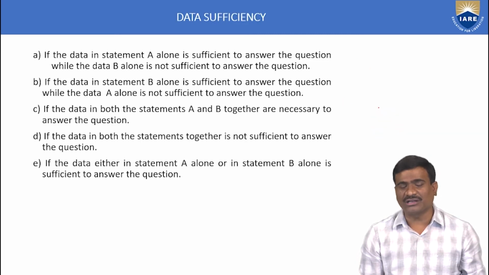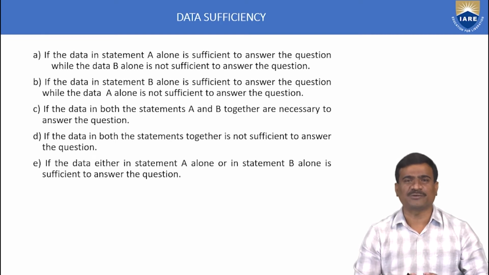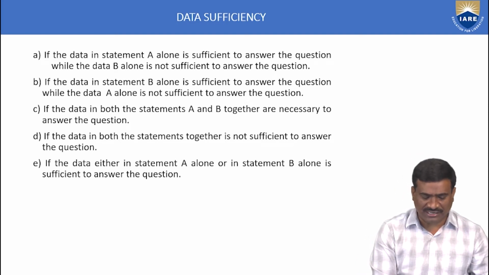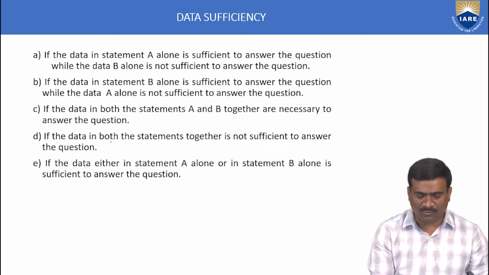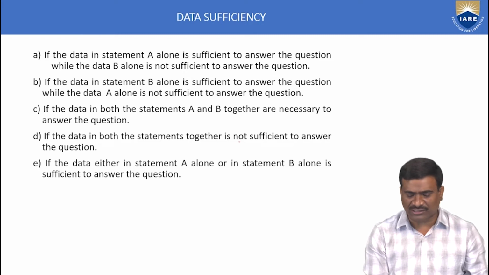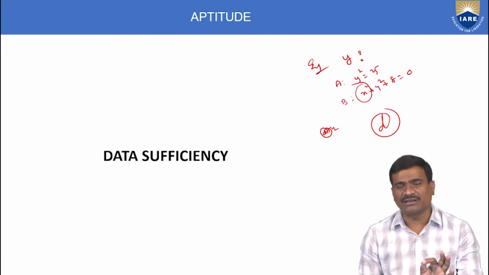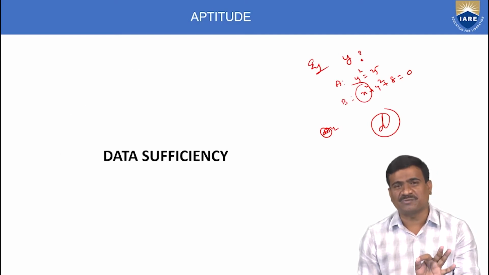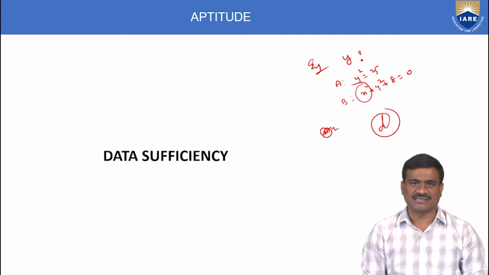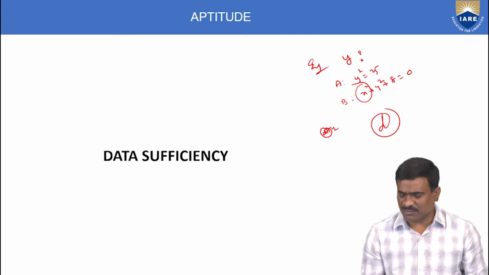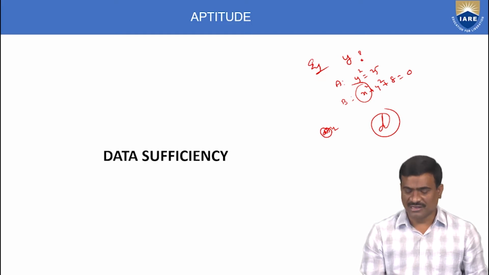This is the data sufficiency procedure. Once again, verify the options. Option D indicates the data in both the statements together is not sufficient to answer the question. So in the first example, the answer is option D, as the y value is not possible using the two given statements. This is about the first example.